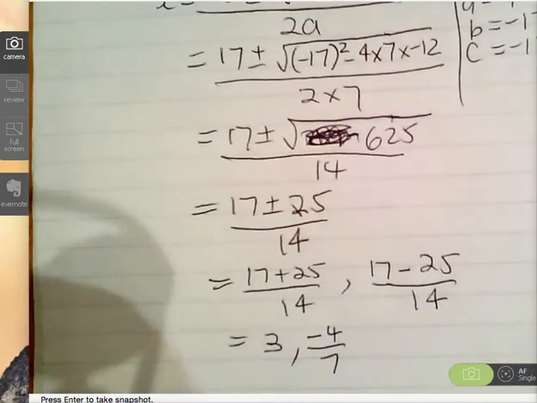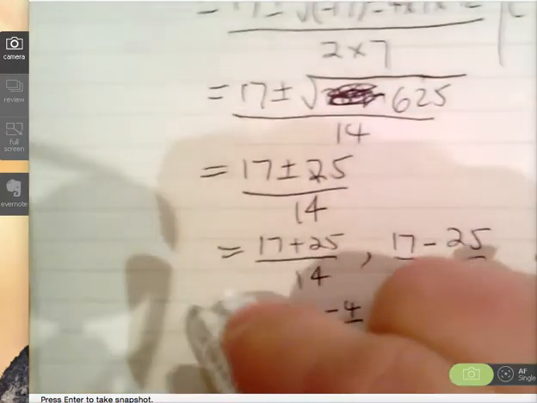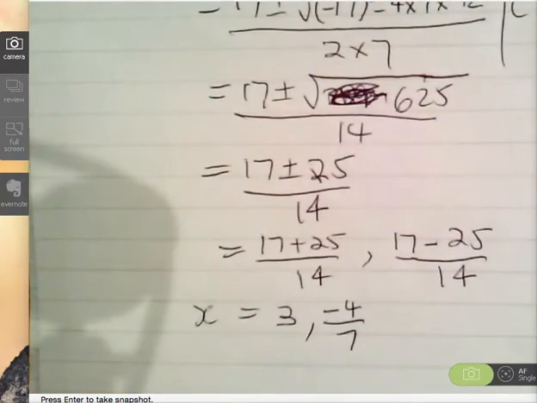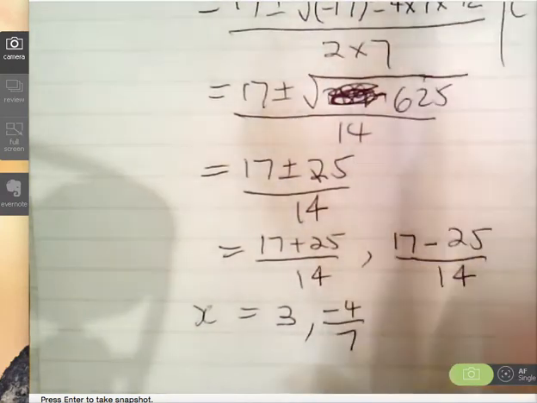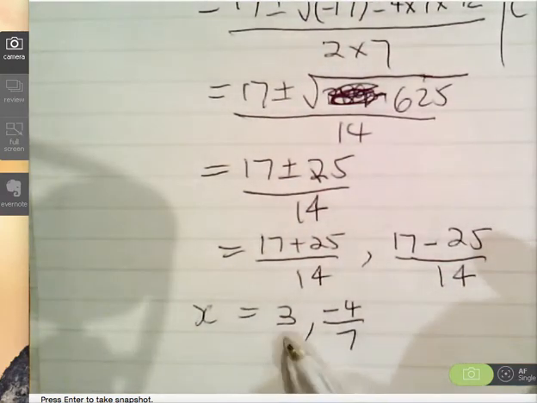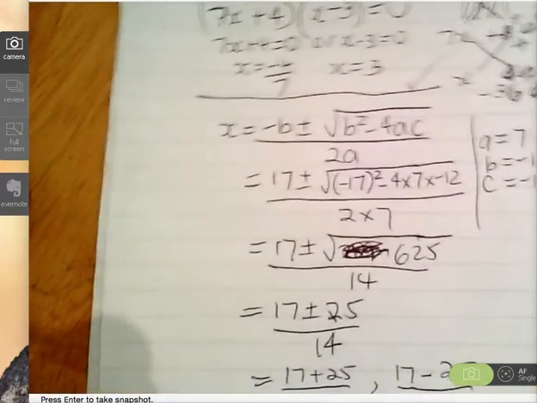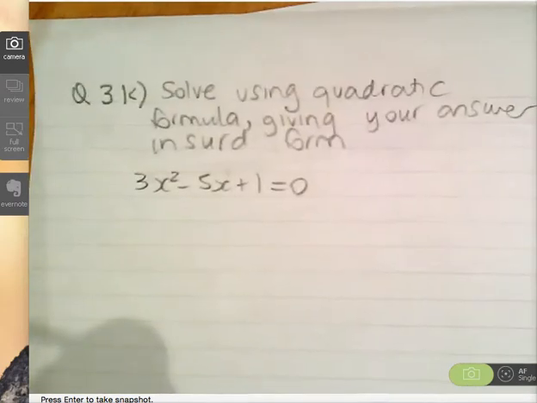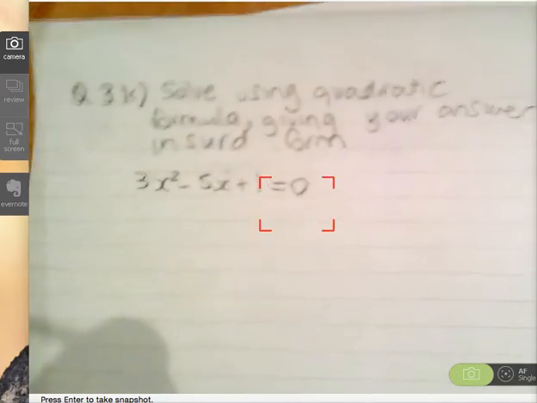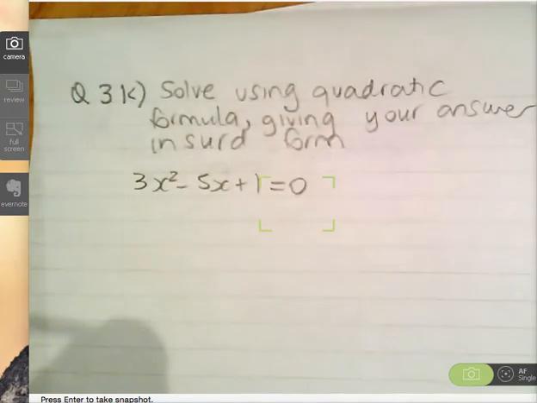Now, these are the same answers as up here. X is 3, X is negative 4 on 7. Same thing down here. X is 3 and X is negative 4 on 7. So girls, as I said before, if you get whole numbers or fraction answers here for X, it means that you could have factorized your original equation.